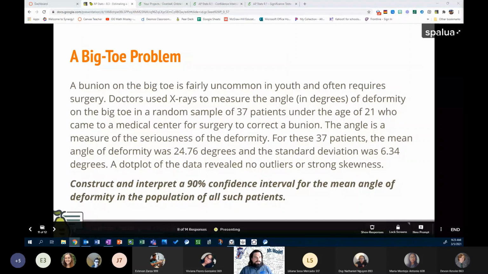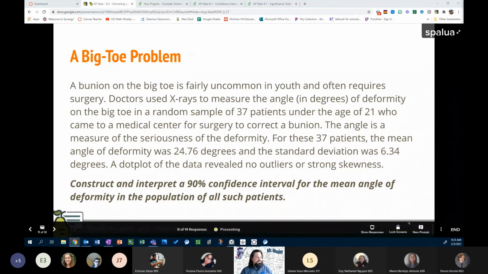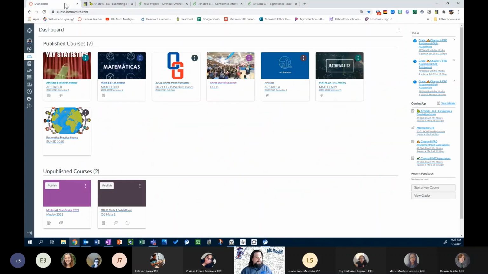All right, so now we're going to end the Pear Deck, or actually I'm going to leave it up for right now. I'm going to take a look at our class and talk about the last few things we have to do here for Chapter 8.